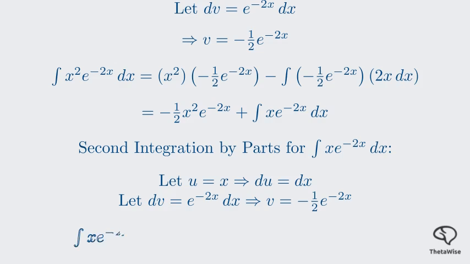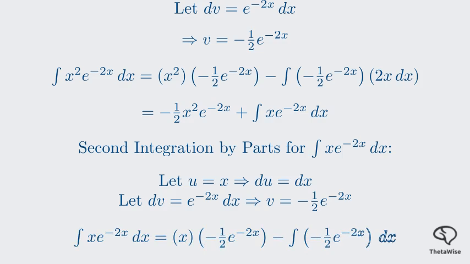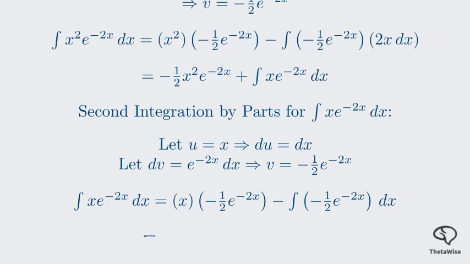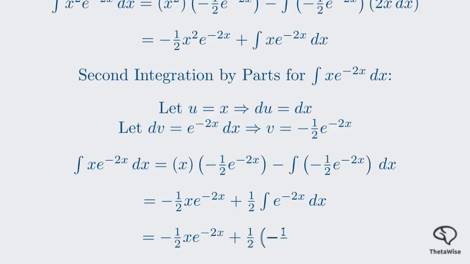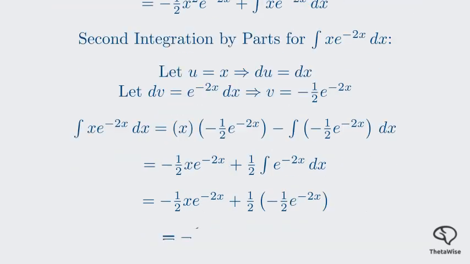Applying the formula again, the integral of x e to the negative 2x equals x times negative 1/2 e to the negative 2x, minus the integral of negative 1/2 e to the negative 2x dx. Now we're down to a simple integral we can solve directly. The first term is negative 1/2 x e to the negative 2x. For the integral, the two negatives become a positive 1/2, and the integral of e to the negative 2x is negative 1/2 e to the negative 2x. Multiplying the 1/2 and negative 1/2 gives us negative 1/4 e to the negative 2x.